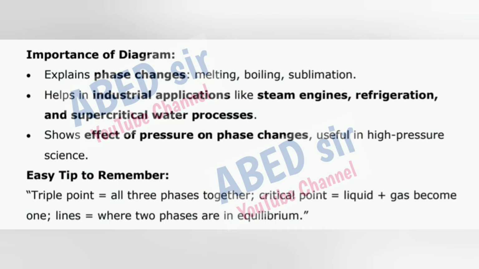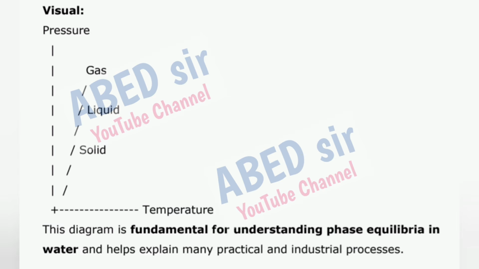Easy tip to remember. Triple point equals all three phases together. Critical point equals liquid plus gas become one. Lines equal where two phases are in equilibrium. Visual. Pressure. Gas. Liquid. Solid. Temperature. This diagram is fundamental for understanding phase equilibria in water and helps explain many practical and industrial processes.